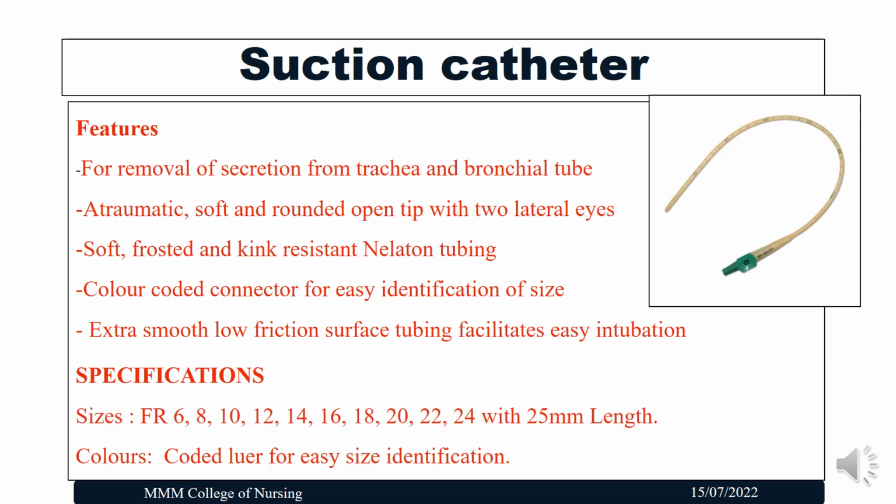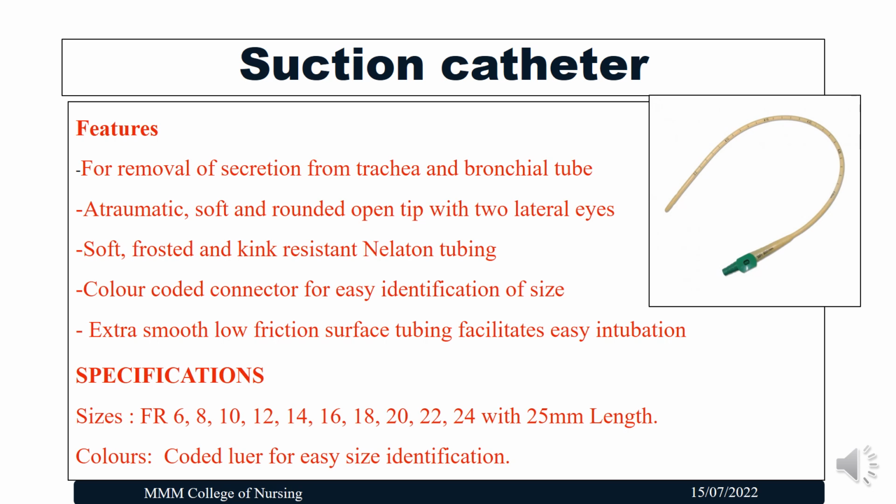Suction catheter. This is the image of a suction catheter. What are some of the features of the suction catheter? The suction catheter is used for removal of secretions from the trachea and the bronchial tube. It has an atraumatic soft and round open tip with two lateral eyes. At the tip of the catheter there will be a small opening. It is made of very soft, frosted and kink resistant Nelaton tubing. Different color codings are used for easy identification of the suction catheter. Based on the tracheal tube size, the size of the catheter will vary. The extra smooth low friction surface of the tubing facilitates easy intubation.